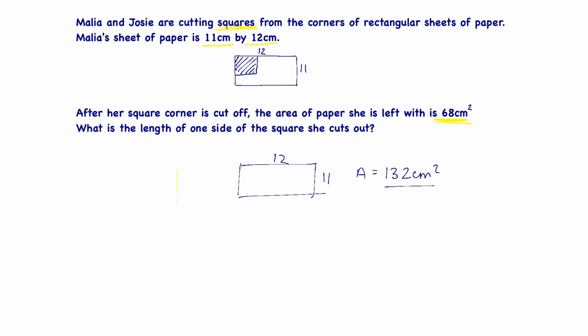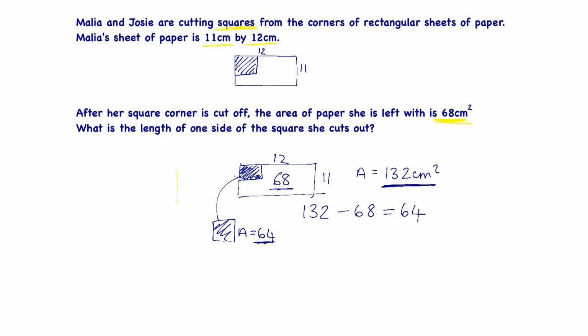Now it tells us that she cuts off the corner, so whatever size that is, that's what she's cutting off, and she's left with 68. So that means this is 68, this is something else, and altogether it's going to equal 132. If it was originally 132, we can take away 68, and that will tell us what she cut off. 132 take away 68 is 64. So that tells me that this cut off bit must have an area of 64. And we can check that: the area of this is 64, the area of the whole thing is 132. So 68 plus 64 is 132.